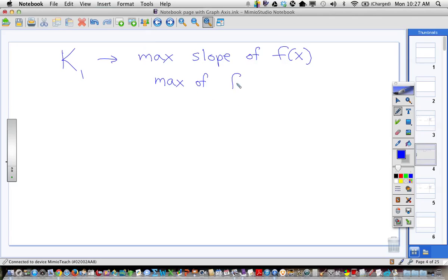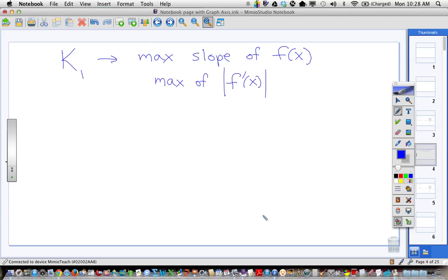So the max slope would be the max of this graph, and we don't care if it's positive or negative, so we're going to put bars in it, right? So if you took f prime and found its max value, and you didn't care if it was positive or negative, let's make them all positive, so let's put bars around it. Okay, that would be our worst case scenario, right? We're going to call that K1.